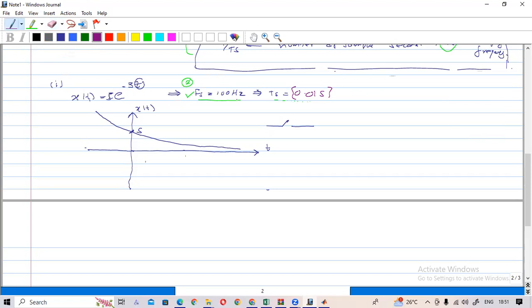Now what does this mean? Now the sample time is 0.01 second. That means you will take 0.01 second to get one sample. Okay, let's say that you start the sampling here. When you are giving the question, actually this one also indicated.